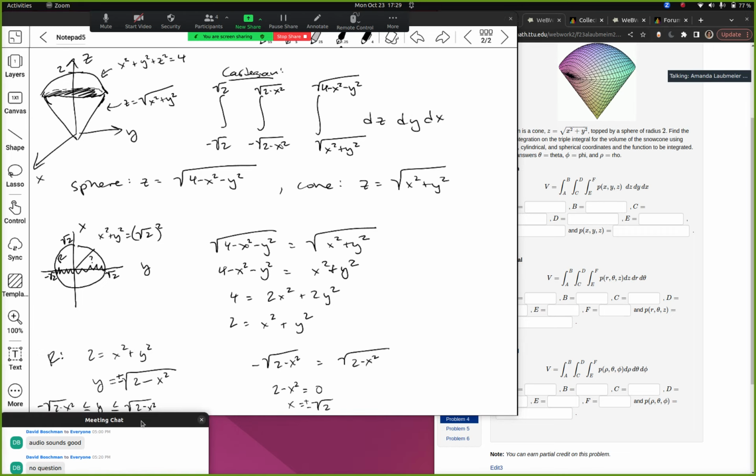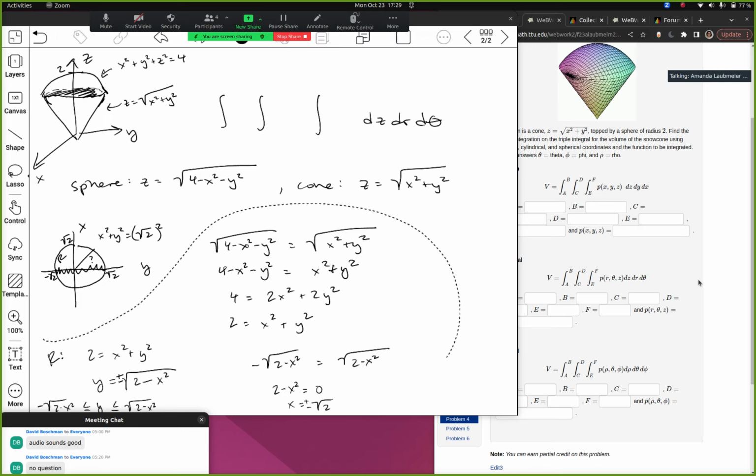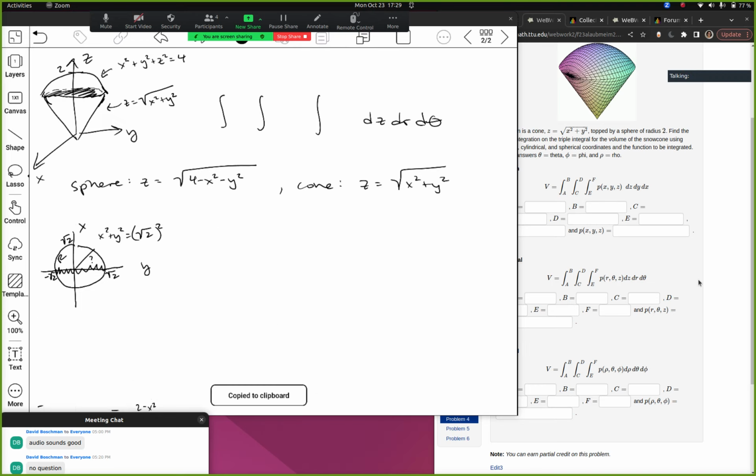And there's still no questions in the chat, so I'll go ahead and continue to the cylindrical one. Since we're going to reuse a lot of this, I'm just going to delete the parts I don't need anymore. So now we're thinking about doing it in order dz, dr, d theta. Unfortunately, all of that needs to go. Cool.